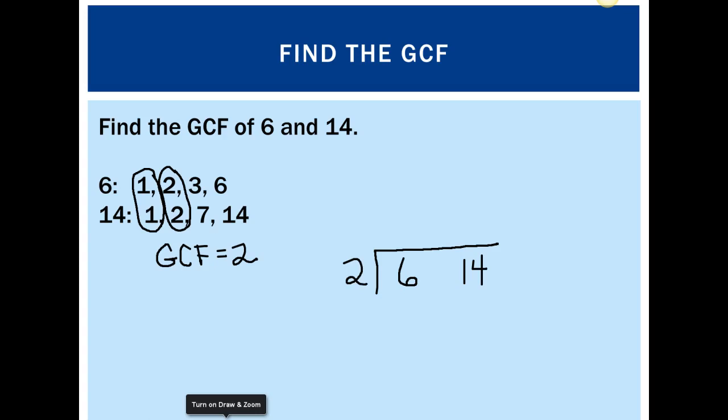6 divided by 2 is 3, so 3 goes in the quotient, and 14 divided by 2 is 7. 7 will go in the quotient. I next look at those two numbers on top and decide if I'm finished or if I need to continue. The only common factor that both 3 and 7 have is 1. Since they cannot be divided by any other factors, I know that my GCF is 2.